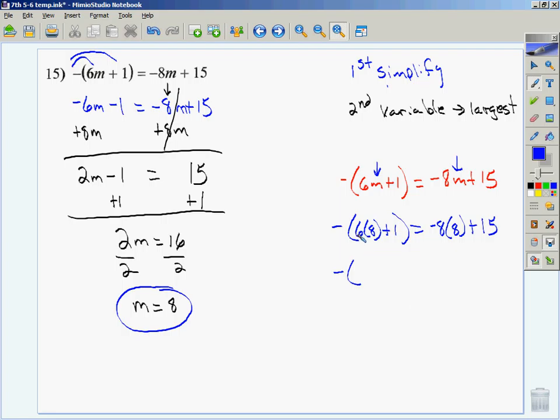I have a negative out in front of the parentheses. 6 times 8 is 48. 48 plus 1 is 49. Negative 8 times a positive 8 would be a negative 64 plus 15. I have a negative 49. Negative 64 plus 15 is also a negative 49, and I can see that my answer checks.